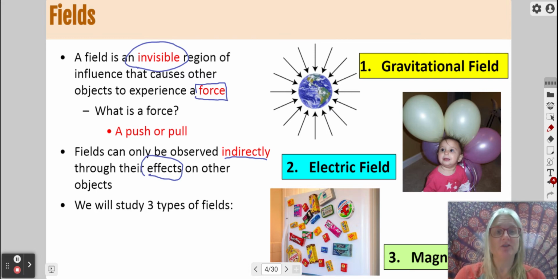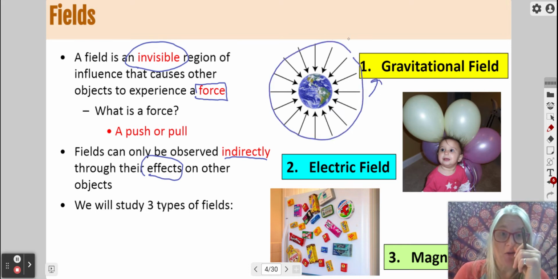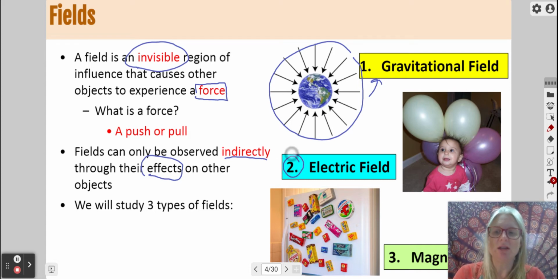So how do they affect other objects? A field that you're very familiar with is our gravitational field. This surrounds Earth or any large object, and it's what's keeping us on Earth. Another field that we're going to be looking at is electric fields. And these have to do with electricity, electrons, and protons, positive ends, negative ends, that kind of thing. And then the third field is a magnetic field. So we're going to be talking about magnets and the fields that they create.